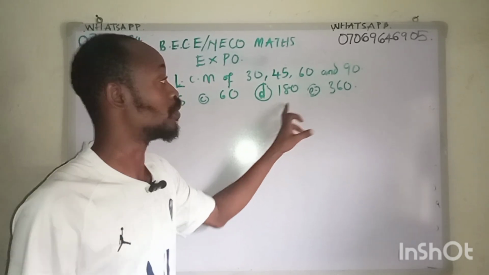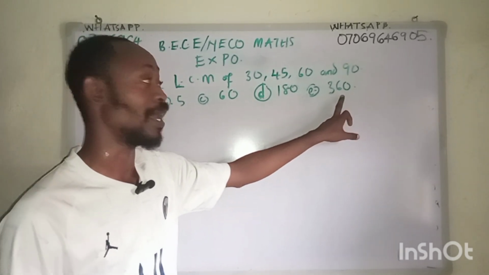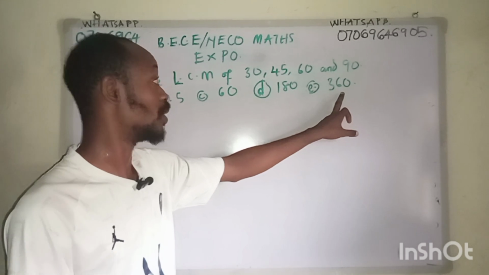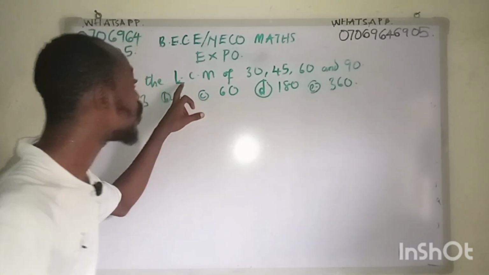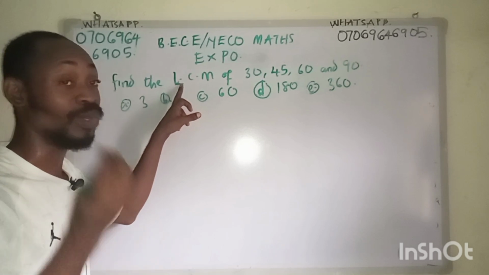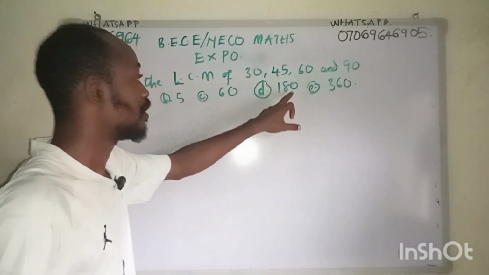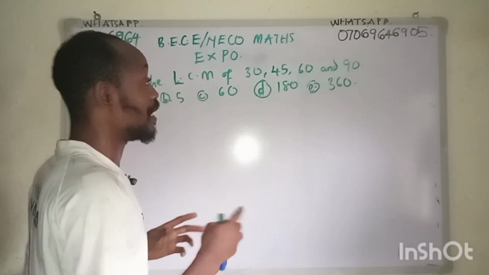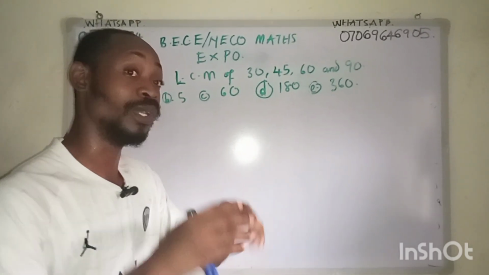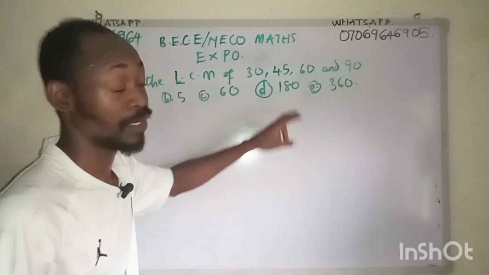I know a lot of people might want to consider 360 as also an answer. Yes, it's one of the common multiples because all of them actually go in 360 as well. But we are looking for the lowest common multiple, the lowest that is common to all of them. 180 and 360 can both be divided by all of them, but the lower of the two, the lowest, is 180. So 180 is the answer.